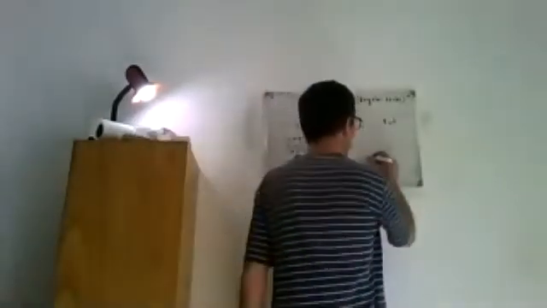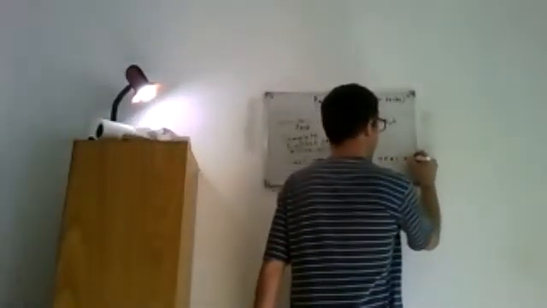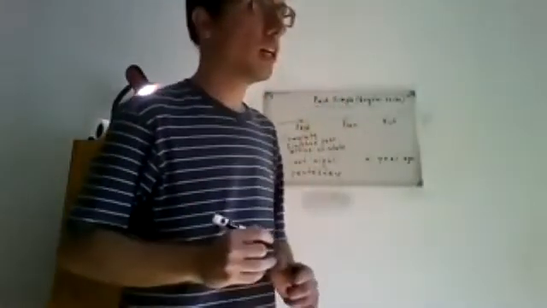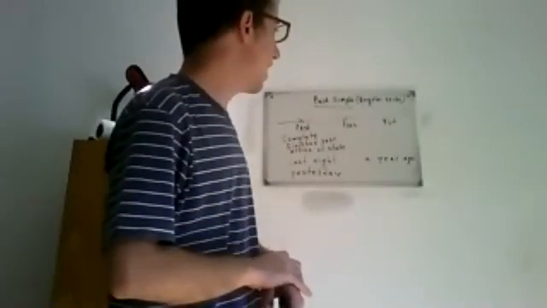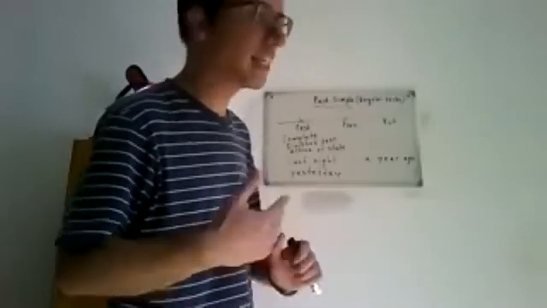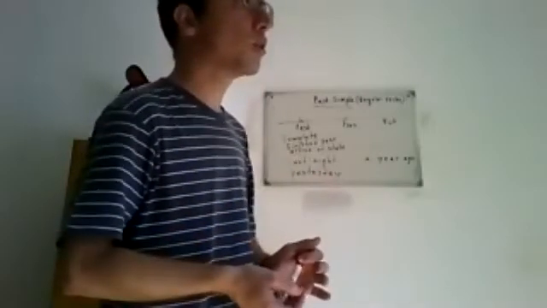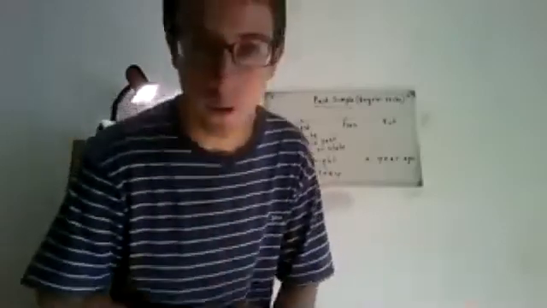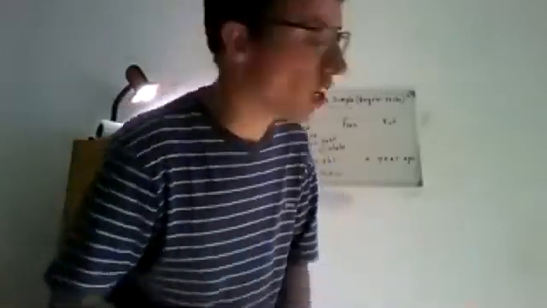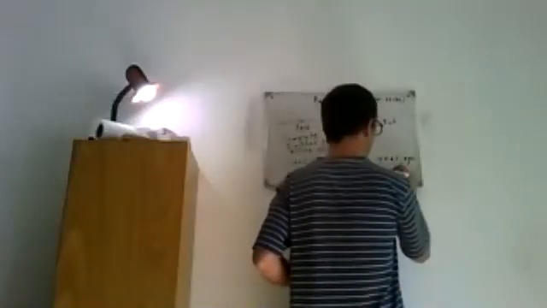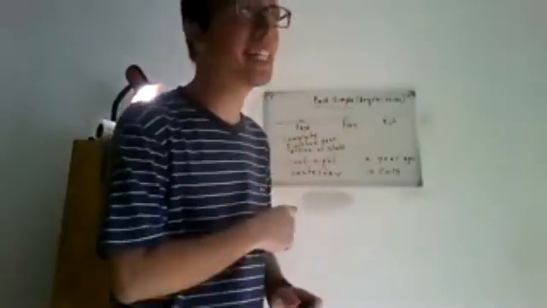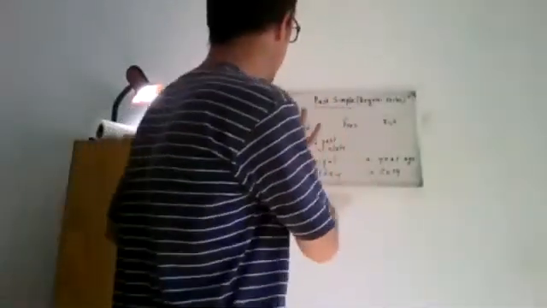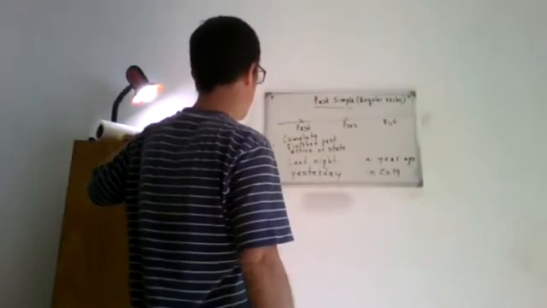I can say a year ago, for example: they decided to go to India a year ago. And you could also mention the year. You could say, for example, the coronavirus started in China in 2019. So these are some of the expressions that we use with the past simple.